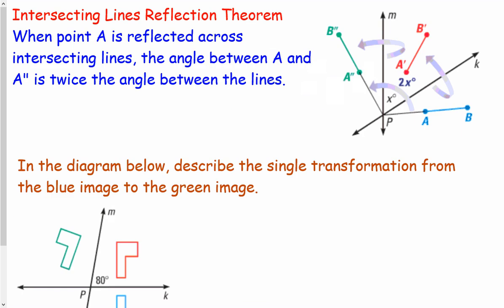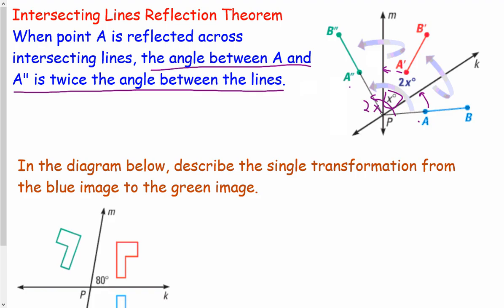The last one is a double reflection. If we have 2 lines that are not parallel and there's an angle between them, if we reflect first over this line and then over the next line, this is the equivalent of a rotation, really. But what we want to know is the angle between the 2 lines is going to be twice that of A prime. So reading it one more time, A is reflected across 2 intersecting lines. The angle between these is x, but the angle from A to A double prime is 2x.